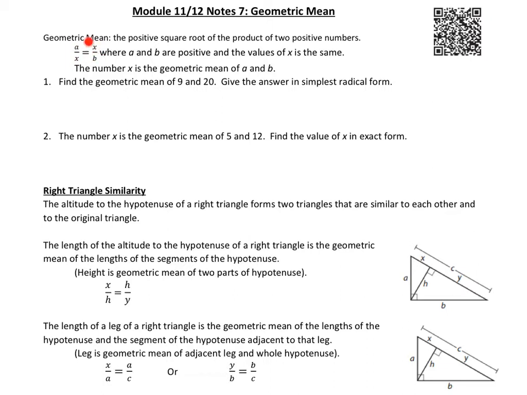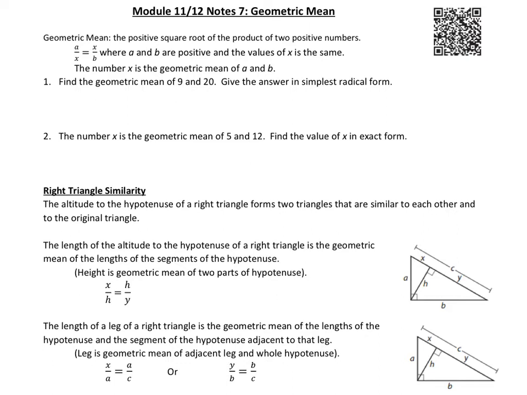So if you see this, this is what it is. x is the geometric mean of a and b. Sometimes you might see this sentence written out, and that tells you that the x part, whatever is the geometric mean, is the part that's going to be doubled in your proportion. So let's go ahead and start setting up and solving.